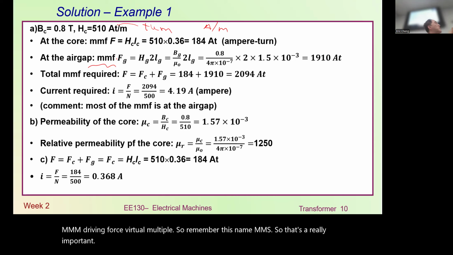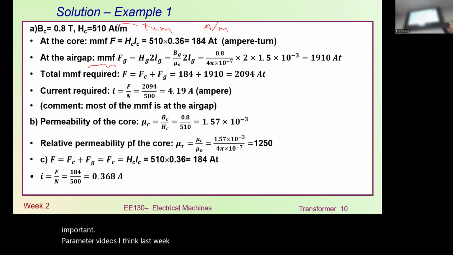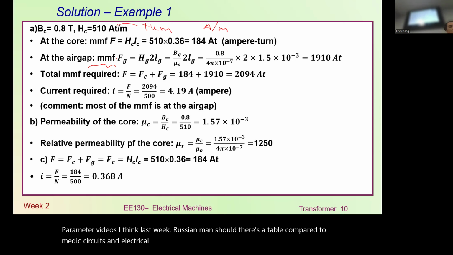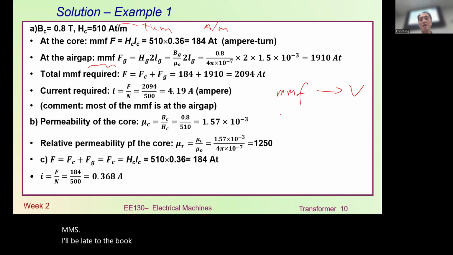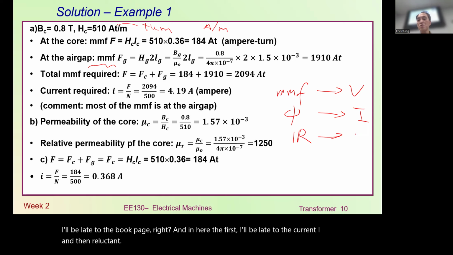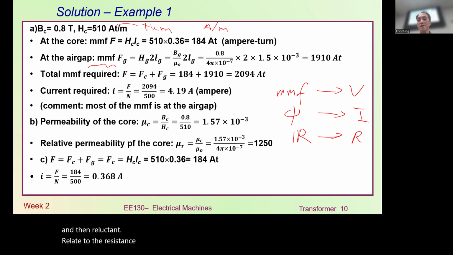I think last week we also mentioned a table comparing the magnetic circuit and the electrical circuit. So that's how we relate them. Just to remind you, MMF relates to the voltage, right? And here the flux relates to the current, I. And then reluctance relates to the resistance, right? So that's the relationship. Do remember that. We'll go through a number of examples.